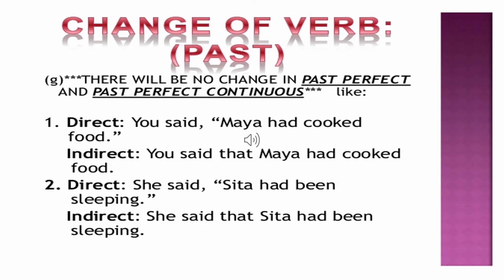If the tense in the direct speech is in the past perfect or past perfect continuous form, then in the indirect speech there will be no changes, means the tense remains the same. For example, you said, "Maya had cooked food." In the indirect speech also the tense remains the same: you said that Maya had cooked food.